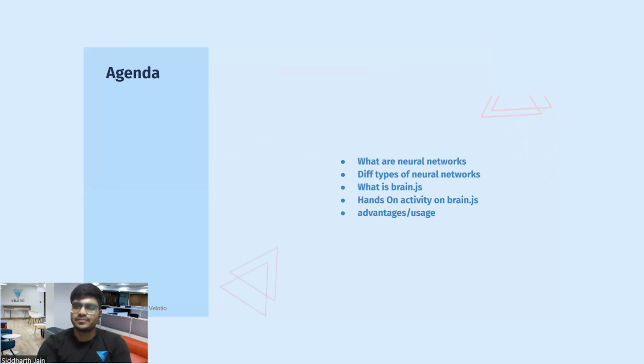So what is the agenda today? We are going to learn what neural networks are, what the different types of neural networks are, what Brain.js is, and then we are going to have a hands-on activity on Brain.js, its advantages and usages.